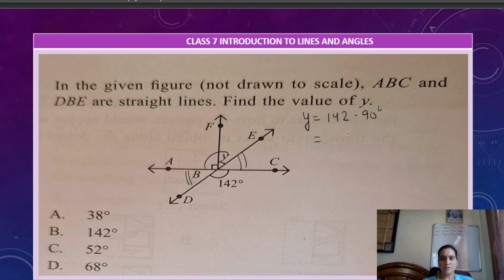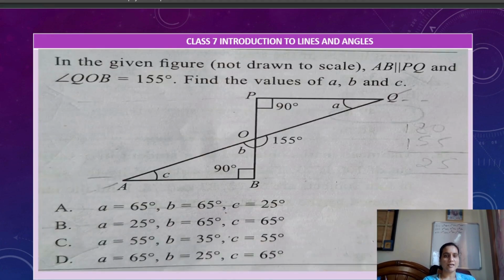So if I do 142 minus 90, 2 minus 0 is 2, 14 minus 9 is 5. So y is equal to 52 degrees, which is option C for this question. And let's go to the next question.